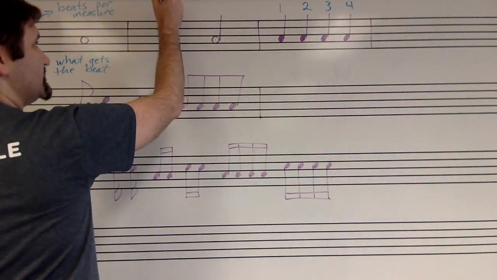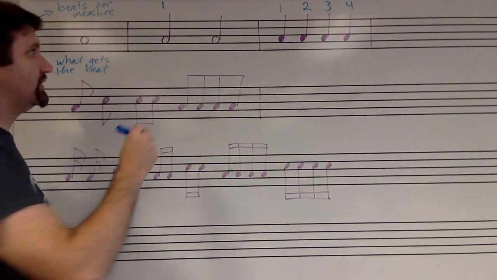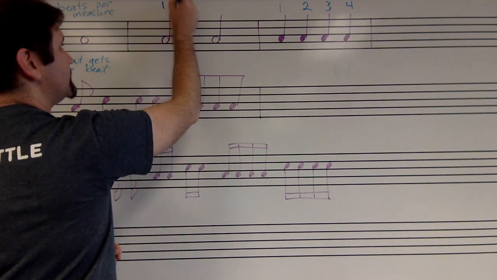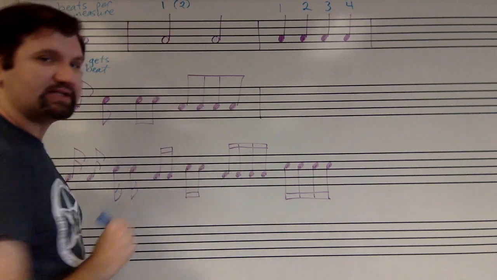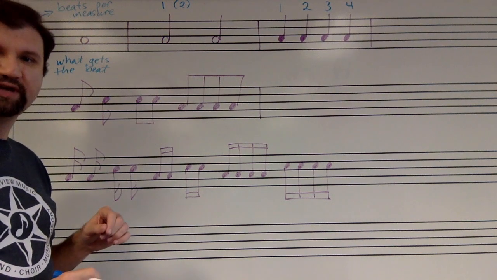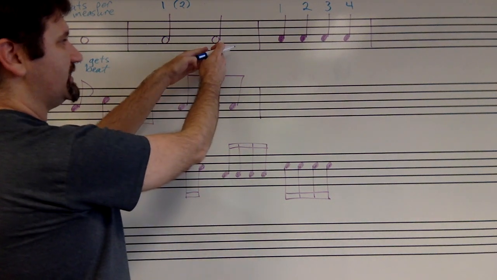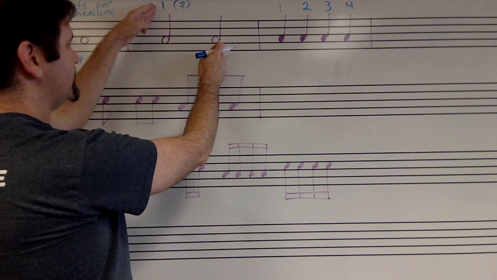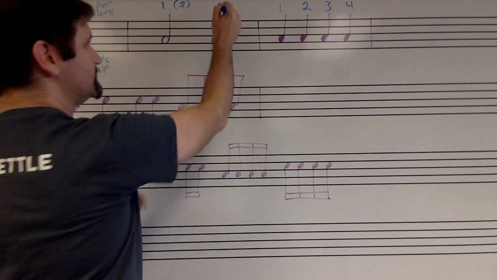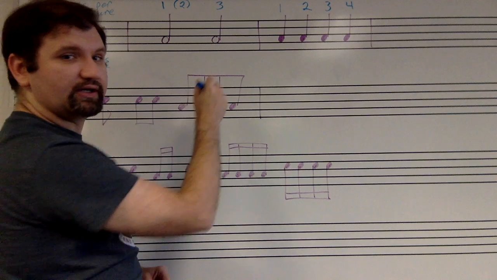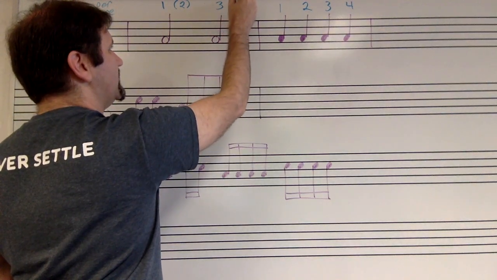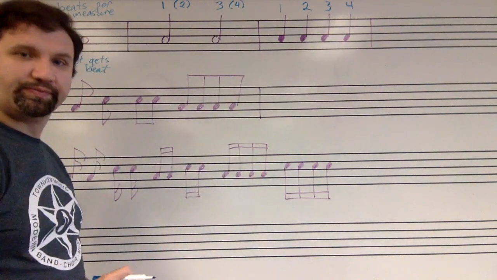Same way, this one starts on beat 1, but it also contains beat 2. So I put 2 in parentheses there. This one would land on the next beat. So this is beat 1. It also contains beat 2. This would be beat 3. And it would also contain beat 4.